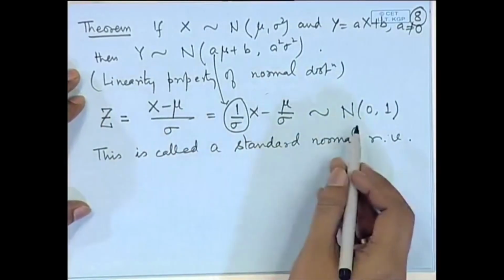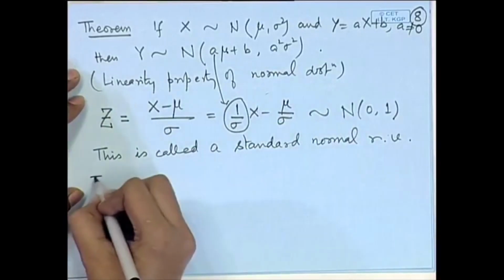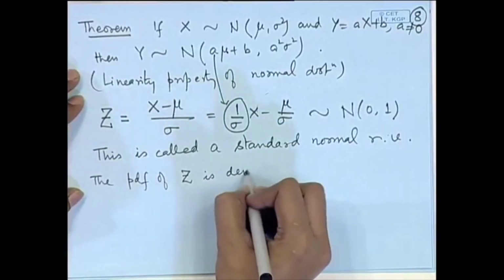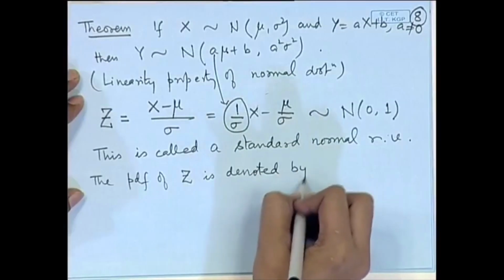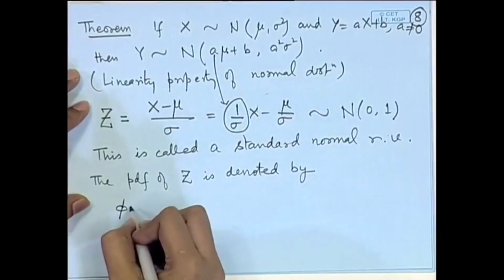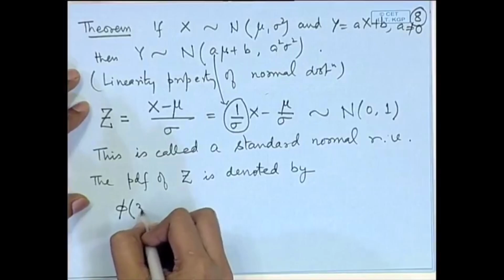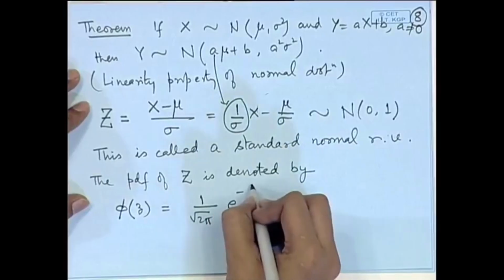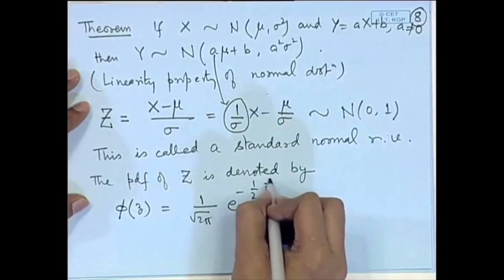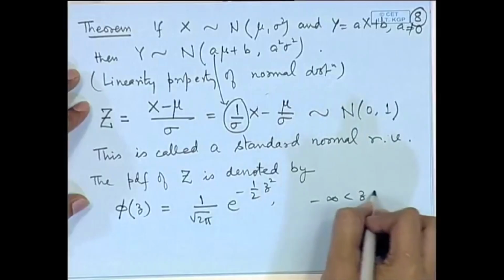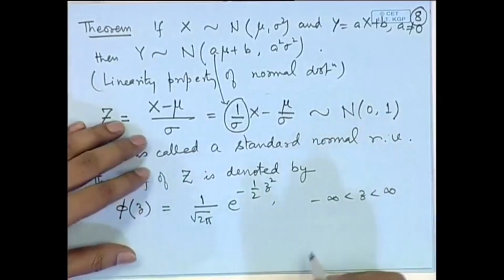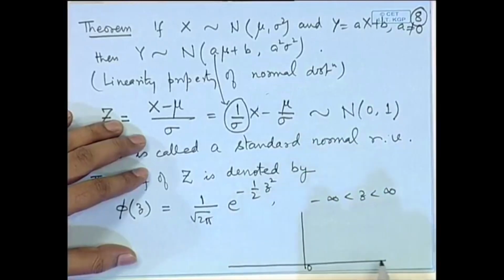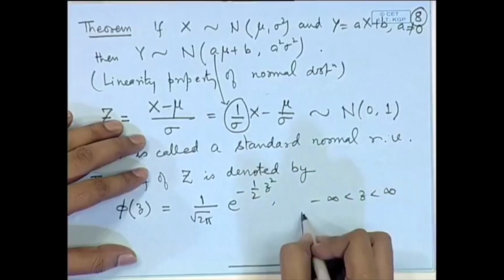Let us look at the density function. The PDF of z is denoted by, so there is a standard notation, it is phi of z, small phi of z, it is 1 by root 2 pi e to the power minus 1 by 2 z square. We can see the shape of it. This is symmetric around z is equal to 0.